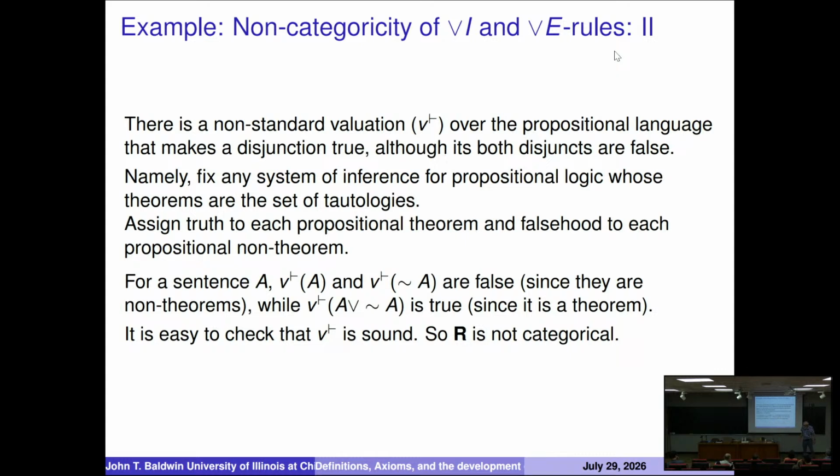And this is, I think, Carnap's example. Might have been somebody earlier. There is a standard valuation over the propositional logic that makes a disjunction true, although both its disjuncts are false. Anybody seen this? No. So let us call the valuation of a formula true if it's provable. And now you take a formula that's not decided, where both it and its negation are consistent. Then clearly both of them are false because they aren't proven, but the disjunction is true.